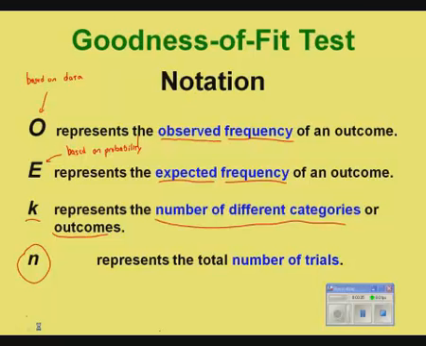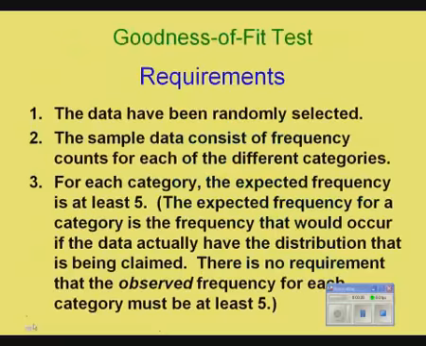Now, like any other thing we've done, you need to know there are requirements. What are they here? Data have been randomly selected? Yeah, of course. The sample data consists of frequency counts for each of the different categories. Okay? So what is the data? Frequency counts. Okay? That's what we're measuring.